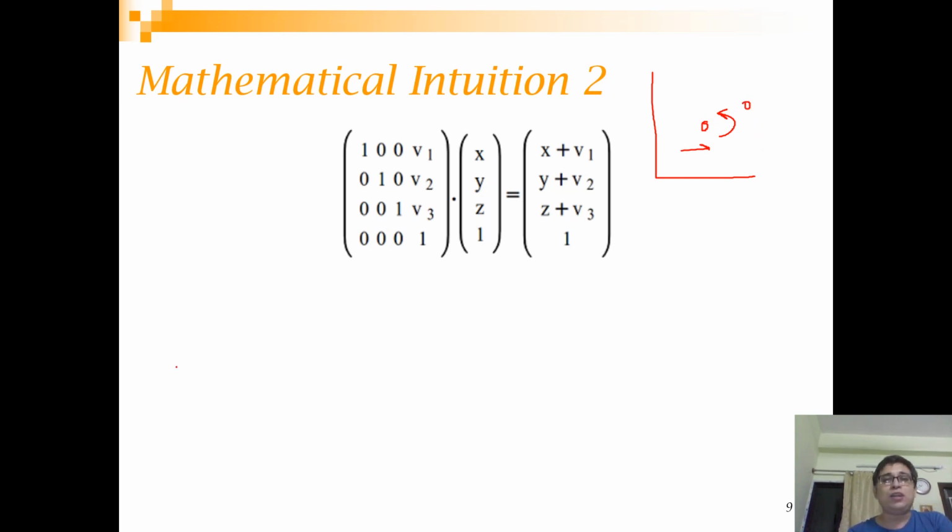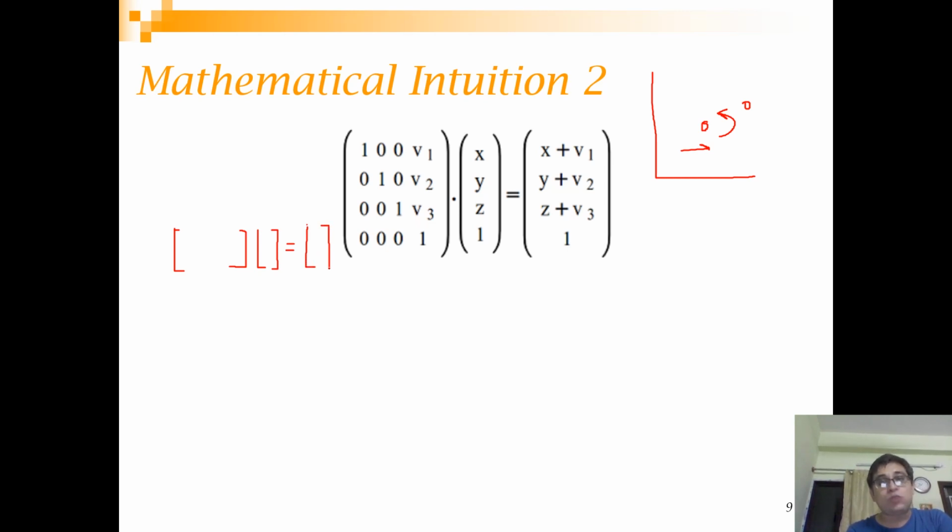Basically, you have something called a transformation matrix, and you multiply this transformation matrix by your original vector, that is, the original point. If you multiply this, you get a new vector which represents this new point. So this is the idea of transformation.